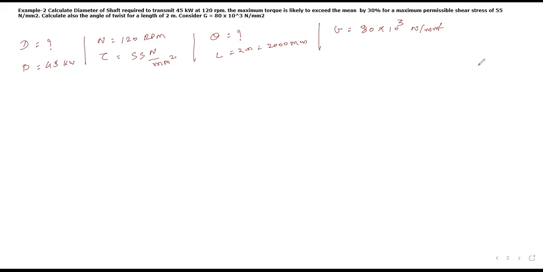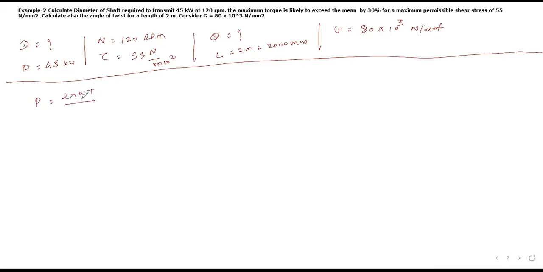First of all, first thing first, if we need to calculate diameter, what will we first of all calculate? Which value should we calculate first? Shear strength, yes or no? To calculate diameter we need shear strength, yes or no? So first of all, we need to calculate shear strength. Yes, good. For that, we need to calculate T. So we have the equation of power, 2 pi n T divided by 60.